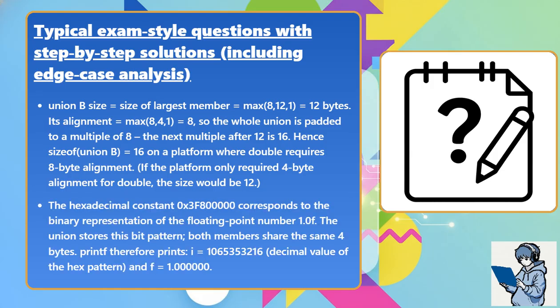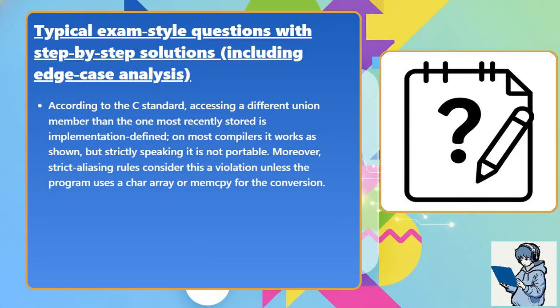The hexadecimal constant 0x3F800000 corresponds to the binary representation of the floating point number 1.0f. The union stores this bit pattern, so both members share the same 4 bytes. The print call therefore prints i equals 1065353216, which is the decimal value of the hexadecimal pattern, and f equals 1.00000. According to the C standard, accessing a union member different from the one most recently stored is implementation defined. Most compilers allow it as shown, but it is not strictly portable.